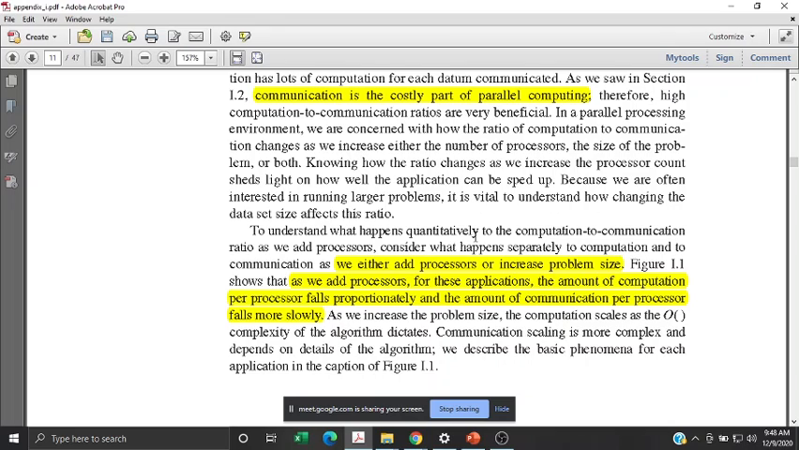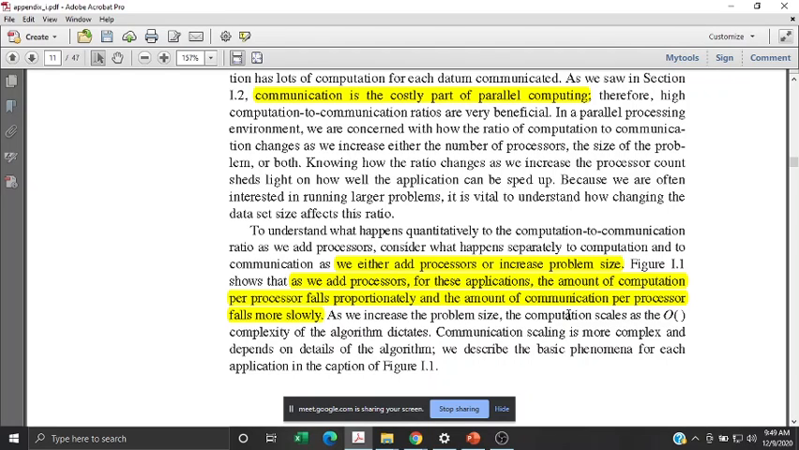We either increase the processors, and then see how much time we are really spending on the computation and how much on the communication, or we go on increasing the problem size n. As we add processors for this application, the amount of computation per processor falls proportionately, if I assume that there is scope for parallelism. And the amount of communication per processor falls more slowly, because that communication is a complex instrument. So the information exchange should happen.